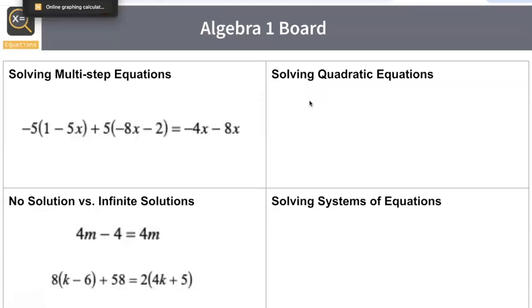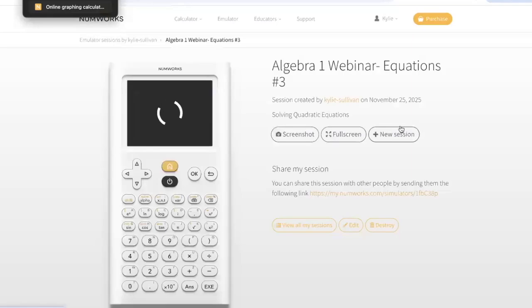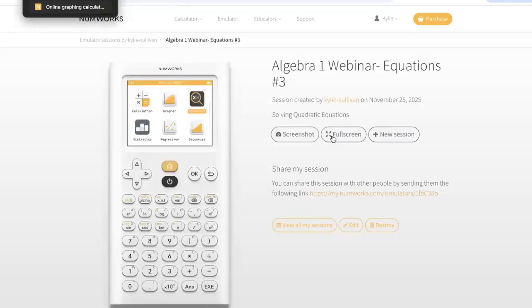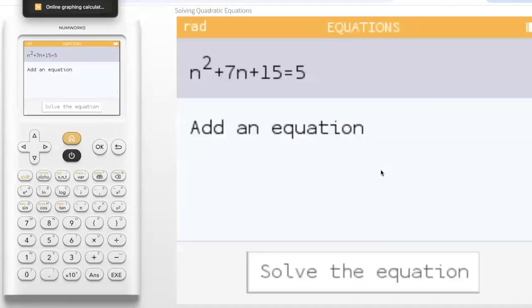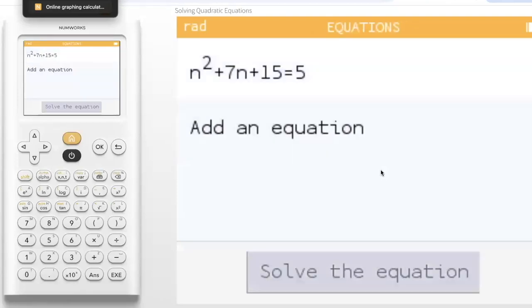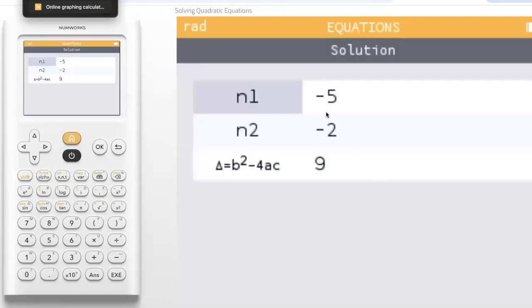Now I'm going to look at what happens if I have a quadratic equation and I want to solve that. I take my quadratic equation just as it is. I don't need to solve and make it equal to 0 or anything like that. I put my equation in the equations app and I solve. Now you can see that if you have more than one solution, it will show me n1. I have two values for n: n equals -5 and n equals -2. It even gives me the discriminant, b squared minus 4ac, which is 9. If they can use that for something else that they're doing with the problem, that would be great.